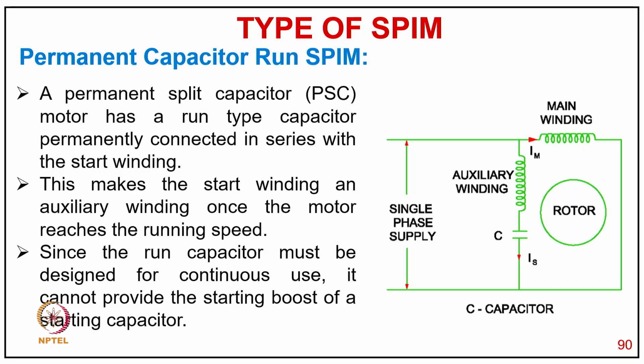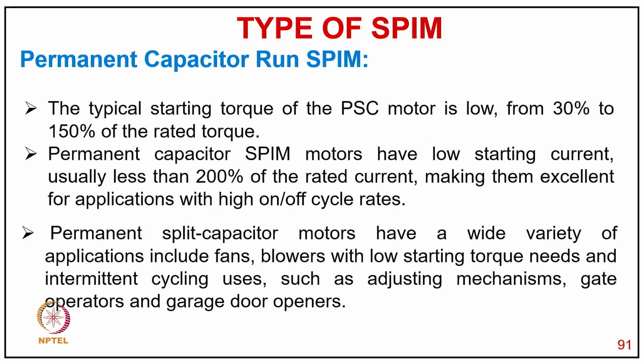So a permanent split capacitor motor has a run type capacitor permanently connected in series with the starting winding, and this makes the start winding an auxiliary winding once the motor reaches the running speed. Since the run capacitor must be designed for continuous use, it cannot provide the starting boost of a starting capacitor. So typically the starting torque of this phase starting motor is low, from 30% to 150% of rated torque.